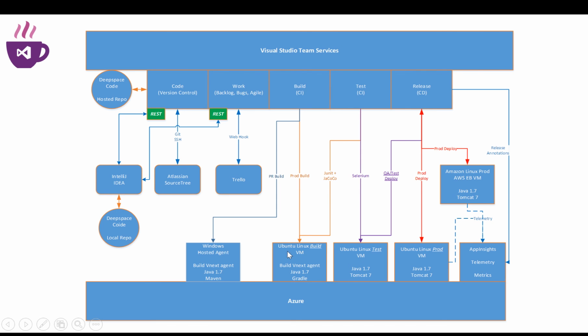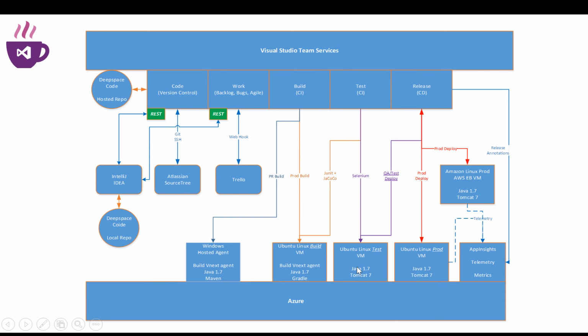That CI build is going to use a Linux VM that I've stood up in Azure. It's going to build using Gradle, our build vNext agent in Java 1.7. It'll also run JUnit tests and publish the results and run a JaCoCo code coverage. And then after that build is successful, kind of our test release system will pick it up, and the test system will run a set of Selenium tests. We'll deploy to a QA environment or test stage the application. It will run it, and a set of Selenium tests will be run against it to make sure that it actually is running and that there are no problems.